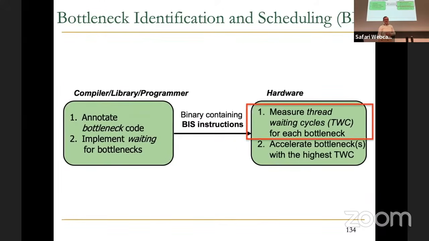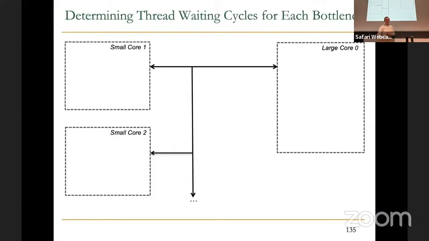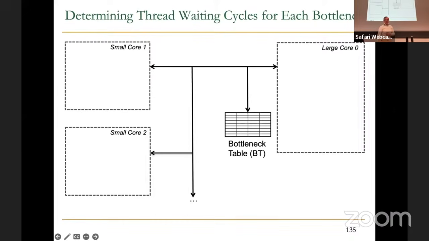How do you measure thread waiting cycles for each bottleneck? I'm going to give you an example. You have 2 small cores, 1 large core. We're going to add a bottleneck table. We're going to modify things a little bit. This bottleneck table is going to keep track of how many thread waiting cycles each bottleneck has caused. So a small core executes a bottleneck wait for a given bottleneck ID. The waiter count gets incremented, and thread waiting cycles get counted until this small core stops waiting for that bottleneck. Okay, so you keep counting, basically, as long as you have a waiter for that bottleneck.